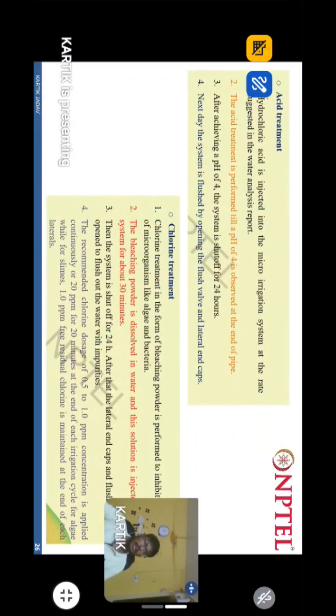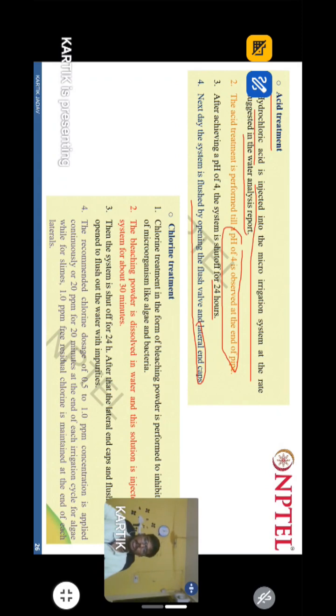Let's also explore the other treatments, that is acid treatment and chlorine treatment. In acid treatment, we generally use hydrochloric acid or sulfuric acid. It is injected into the micro irrigation system at a rate suggested in a water analysis report. Acid treatment is performed till a pH of 4 is observed at the end of the lateral. After achieving the pH of 4, the system is shut off for 24 hours, and the next day the system is flushed by opening the flush valve and lateral network for irrigation.